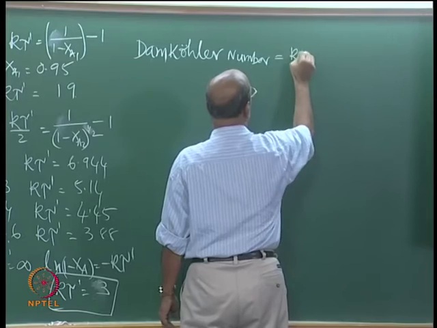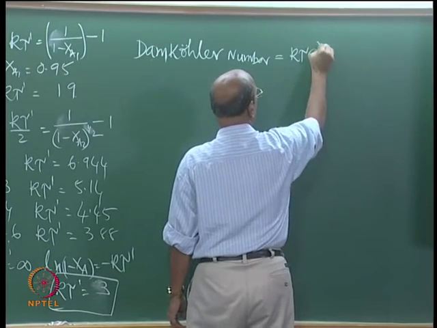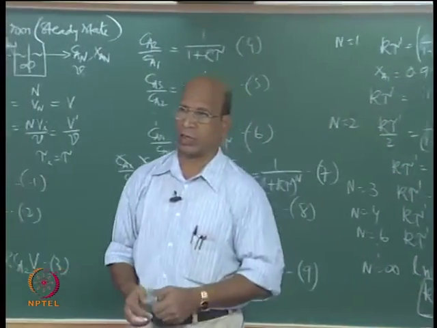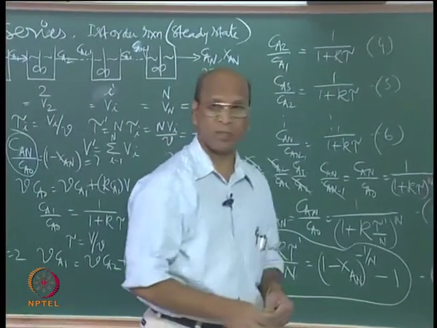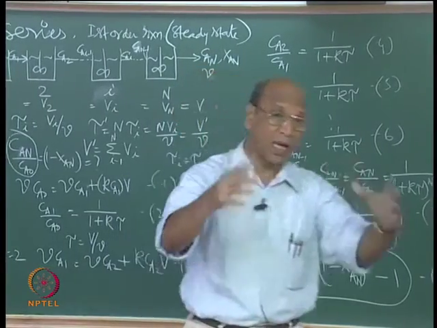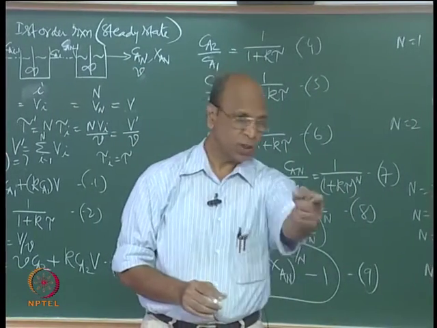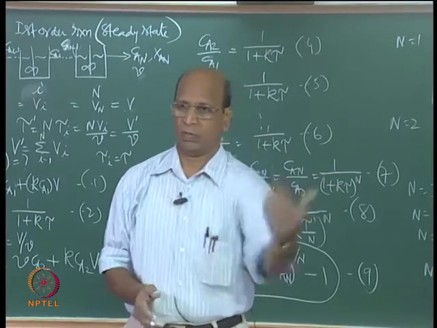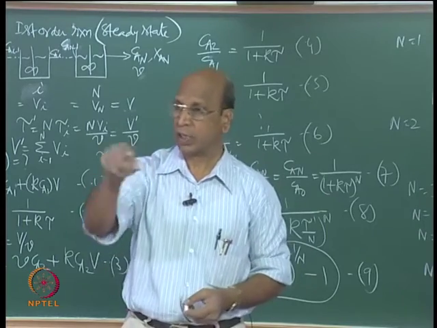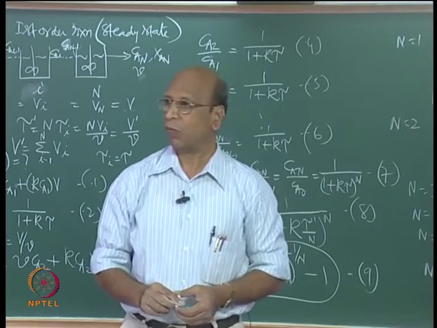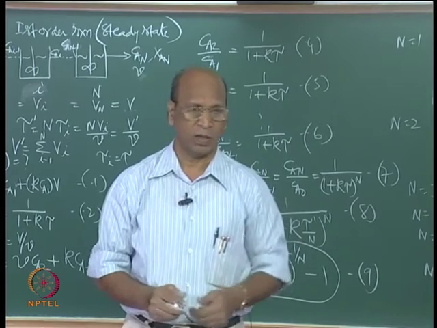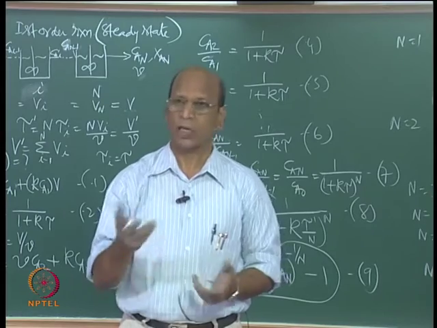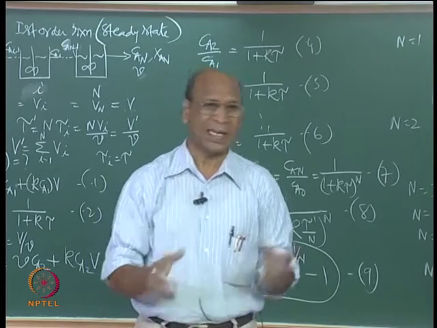What is the definition? K tau C A naught to the n minus 1. So, for first order it will be K tau, for second order it will be K tau C A naught, that again naturally it falls. If you see the second order equation for plug flow, what we have written just before that, that is K tau C A naught for second order. For first order it will be K tau. For zeroth order? K tau by C A naught. That is Damkohler number. That gives a measure.